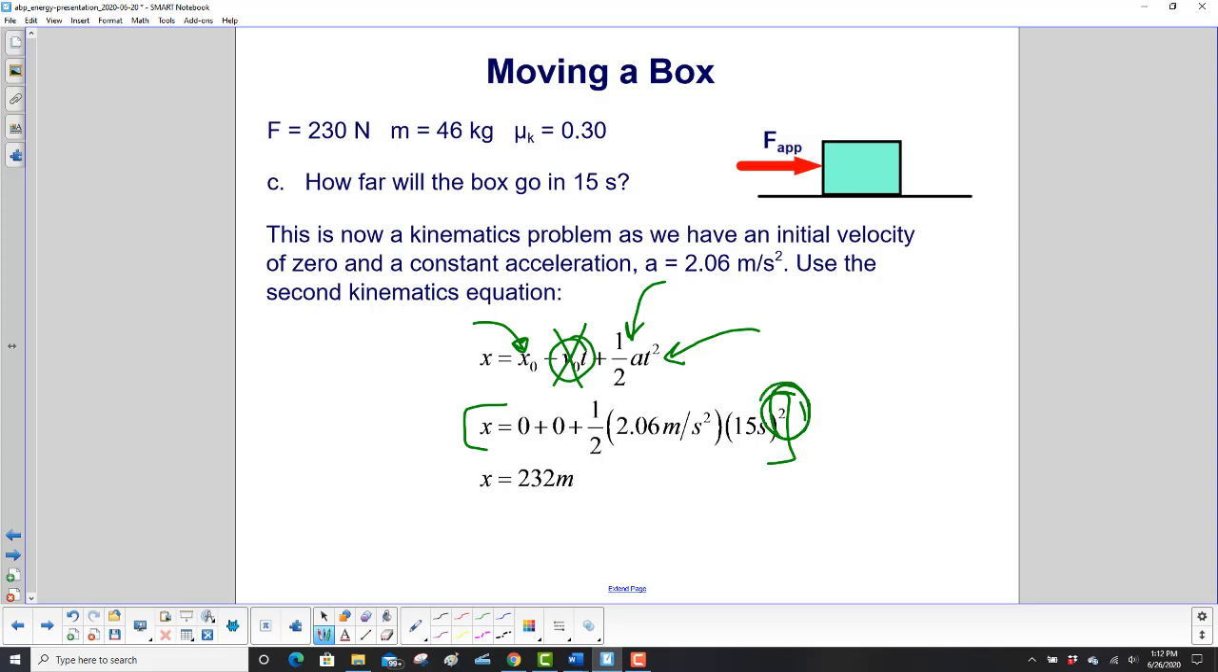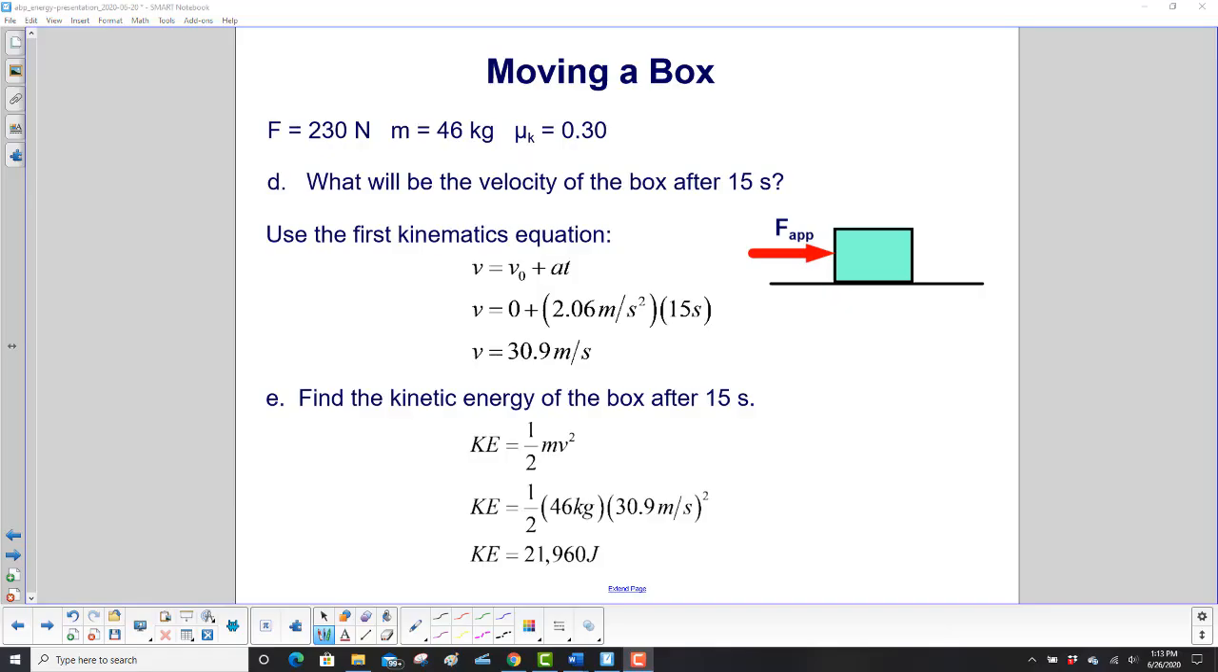Pretty common error for people to leave out the squared there in the second kinematics equation. Then you get an answer of 232 meters. Now we need the velocity of the box. Well, this time, that's the first kinematics equation.